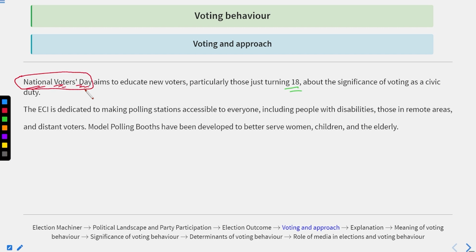But here I'm going to ask you one simple question. We are talking about National Voters' Day. So on which date do we celebrate National Voters' Day? To answer this question, you will have only 30 seconds, and your time starts now. Just think about it. On which date do we celebrate National Voters' Day? Okay, 20 seconds have passed. Last 10 are remaining.